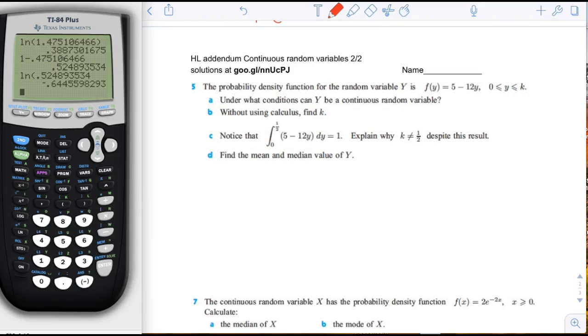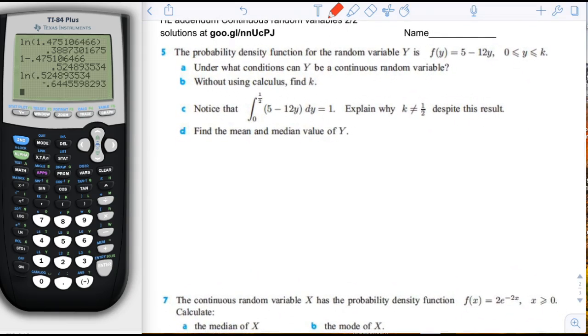Okay, here we are on page 2 of the continuous random variables addendum. Number 5, the PDF for the random variable y is this linear function here with limits between 0 and k. Under what conditions can y be a continuous random variable?